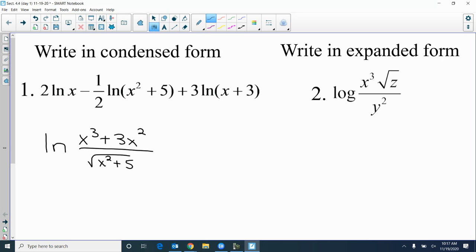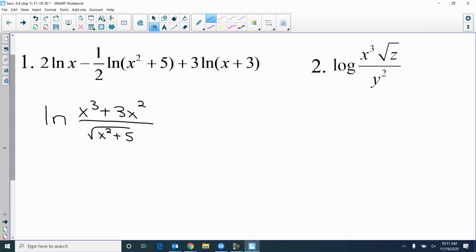All right, so your first step here. And that's 1/2 is going to be the square root. I agree with that, and that's going to be x squared. So I'm just going to take a little bit of liberties here. That's x squared over the square root of x squared plus 5, plus the natural log of x plus 3 cubed. Cole, you agree with that?